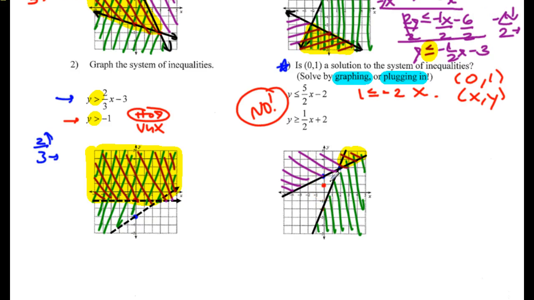So I'm checking. What I'm asking now is this point the answer? Well, it's got to be in here to be the answer. So as you can see, this point is not in the answer area. So 2 ways to prove that no, this is not an answer. Okay? So now you're ready to do some practice on your own with system of inequalities.